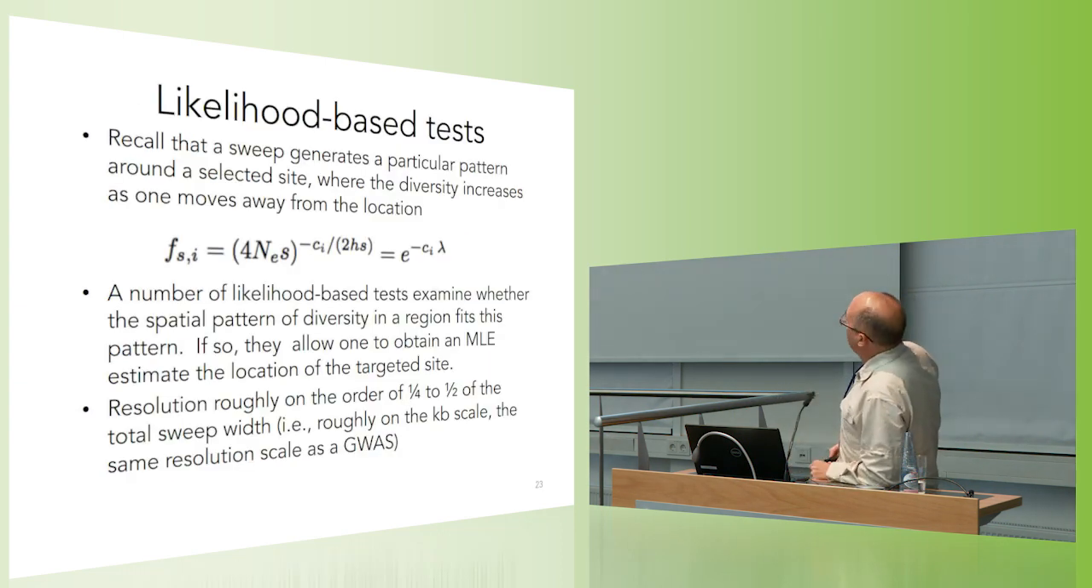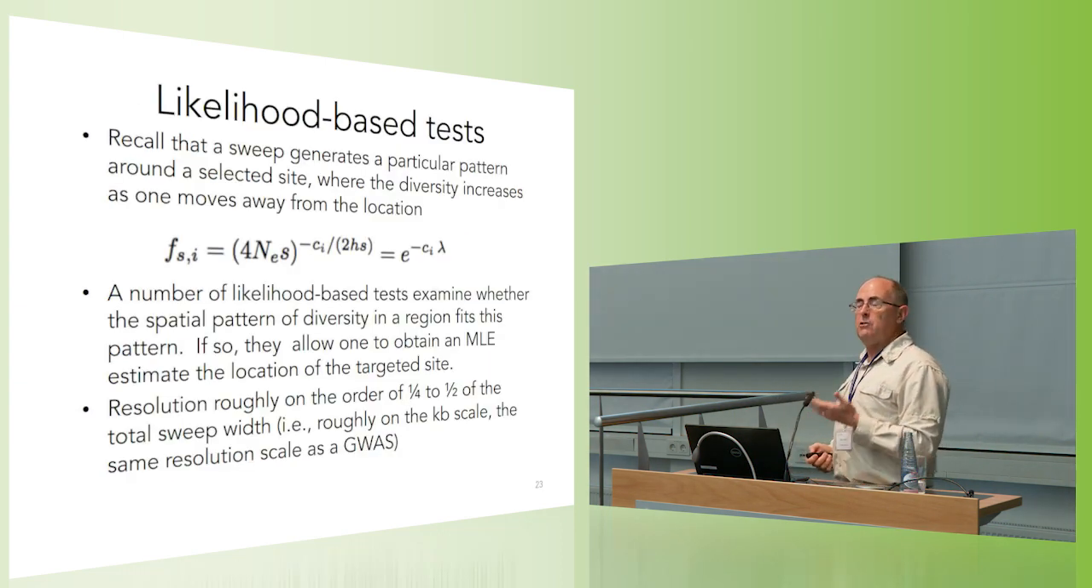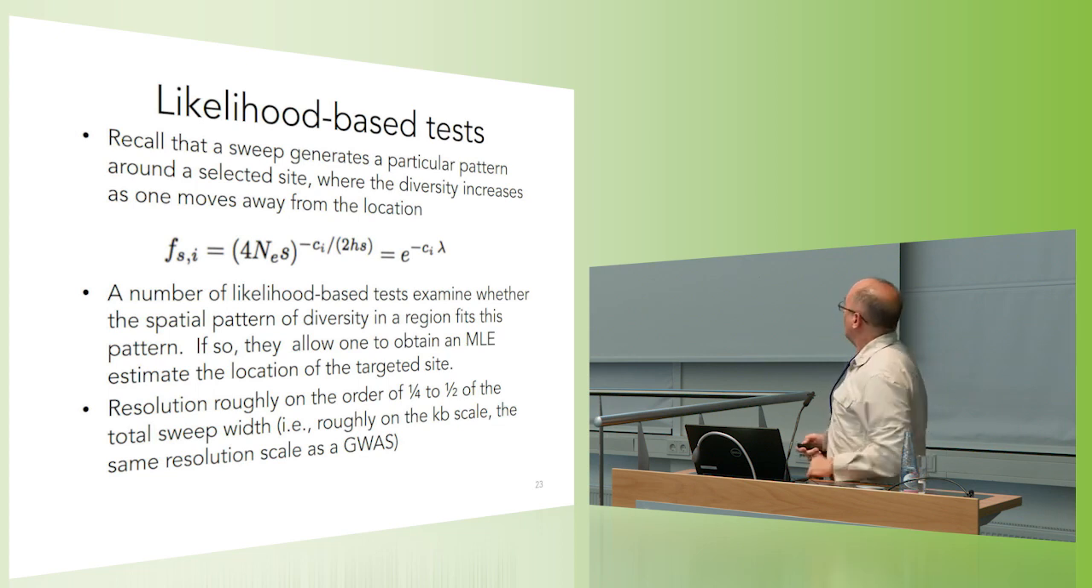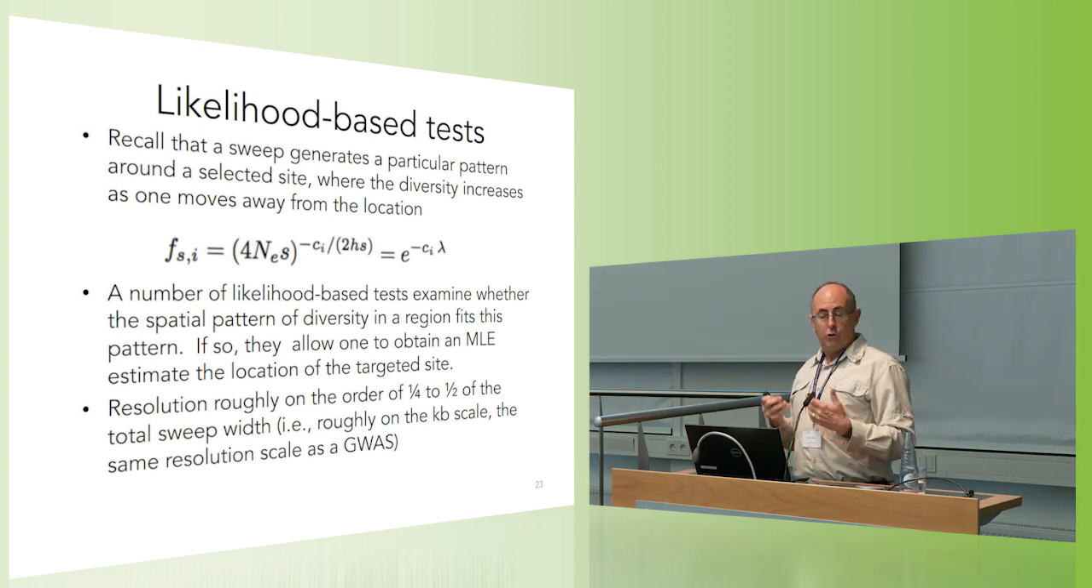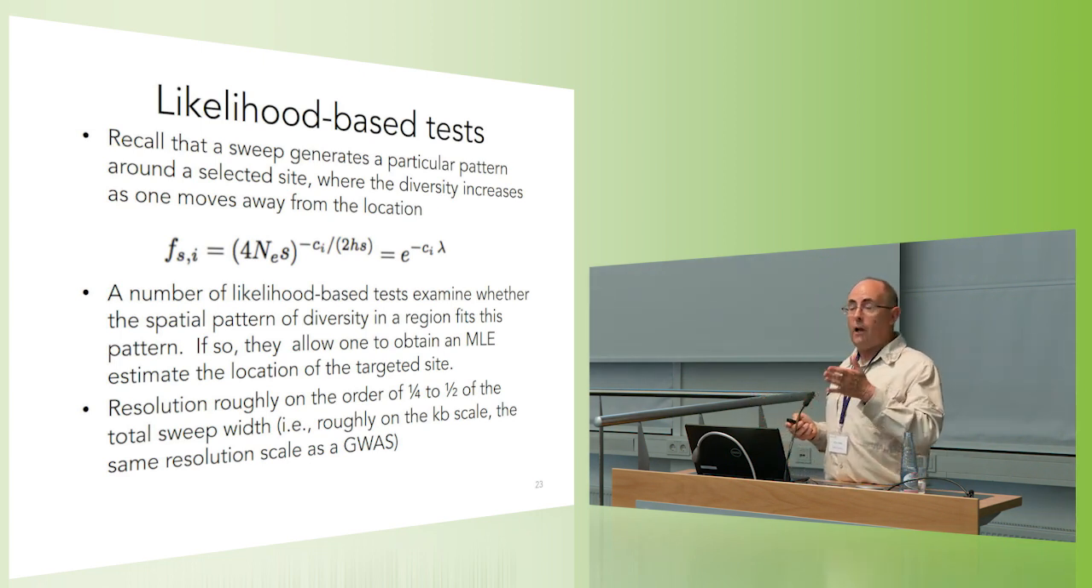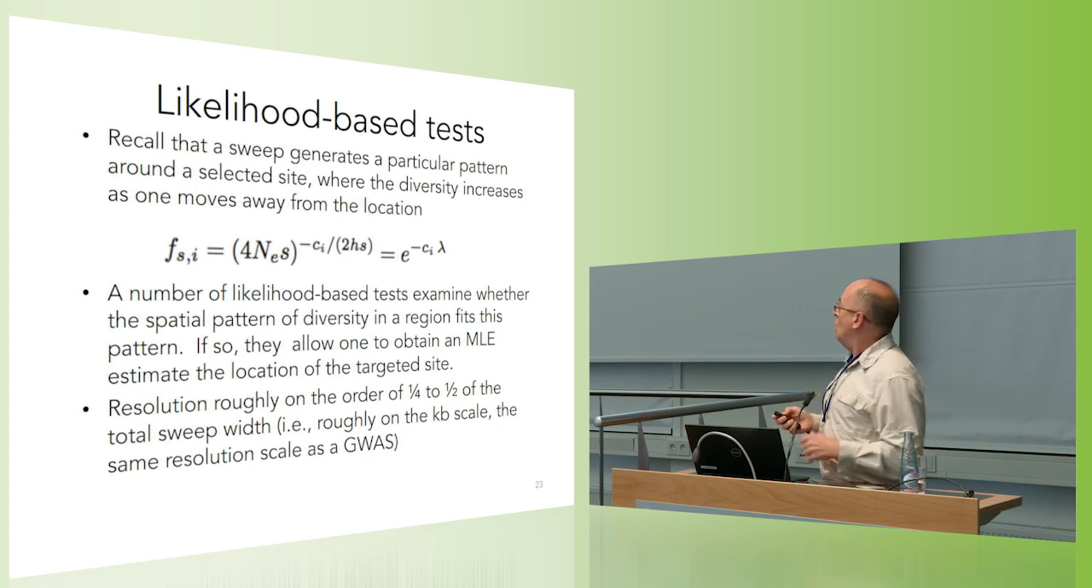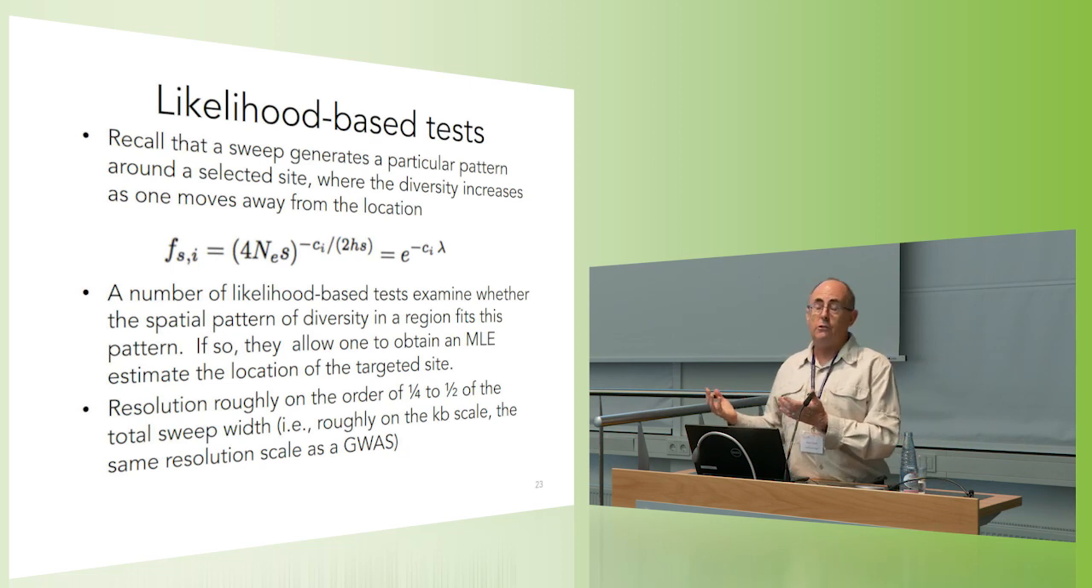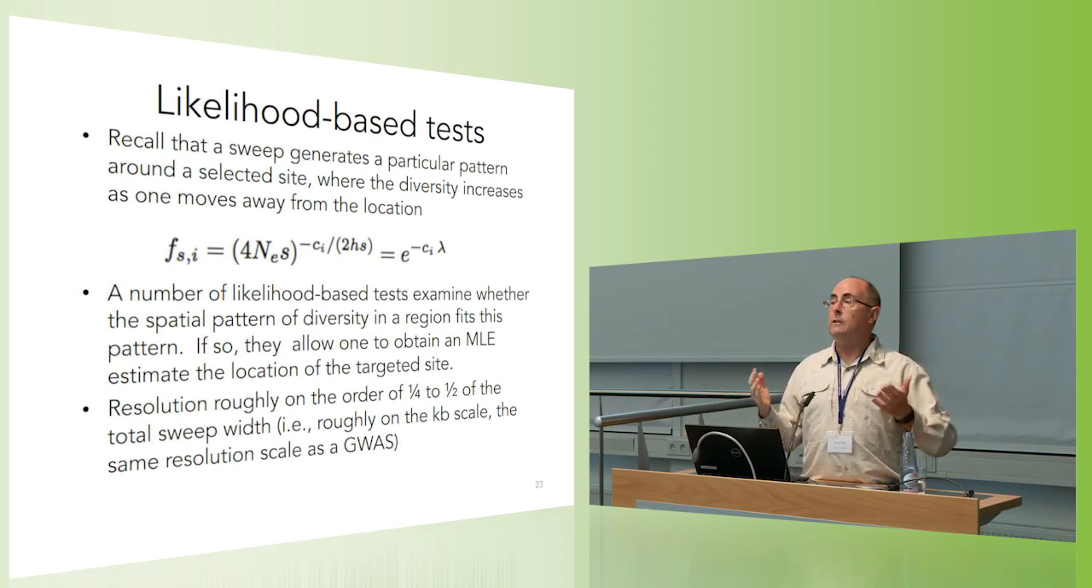So you can have a number of tests based upon maximum likelihood that basically give you where that target region is going to be. If you actually work them out, what you see is the resolution is on the order of about a half to a quarter of the total sweep width. So if you go back here, the resolution here is on the order between 25 and 50 kb. So the upshot is the resolution of these sites under local adaptation is about the same as a GWAS. The advantage is you don't have to specify a trait in advance.